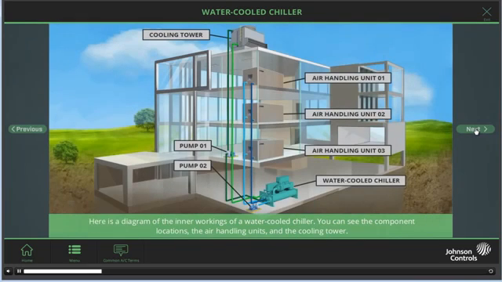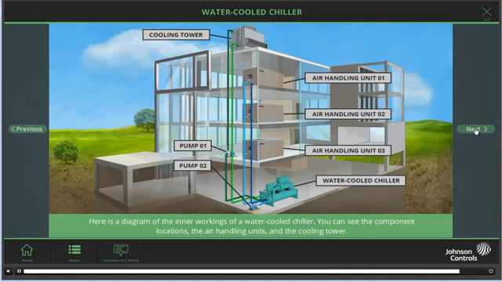Here is a diagram of the inner workings of a water-cooled chiller. You can see the component locations, the air handling units, and the cooling tower.